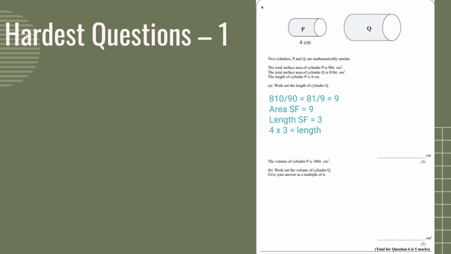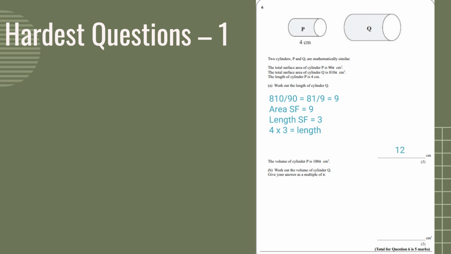So, if we do 810 divided by 90, this gets us to 81 over 9, which equals 9. And we've just worked out our area scale factor, because they both include π, so we can cancel the π out. Square root 9, we get our length scale factor, which is 3. Then we do 4 times 3, we get the length. So the length of cylinder Q is 12 cm.